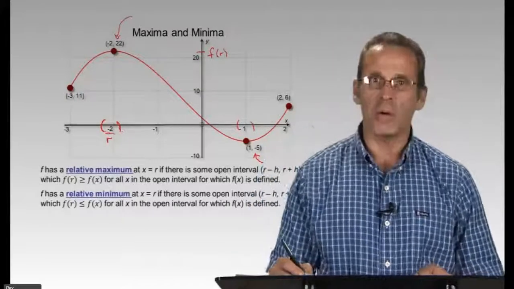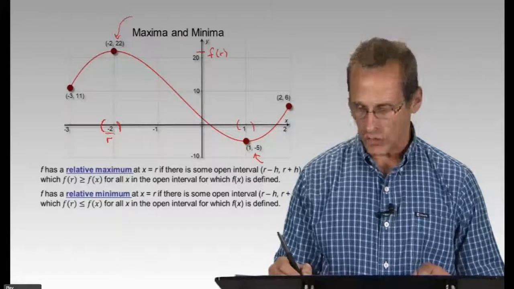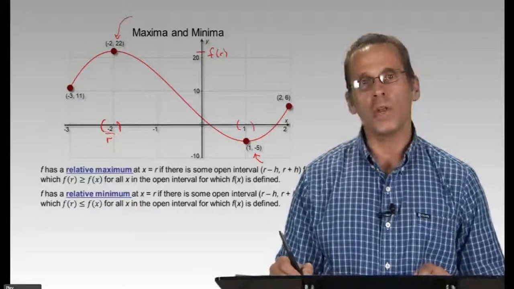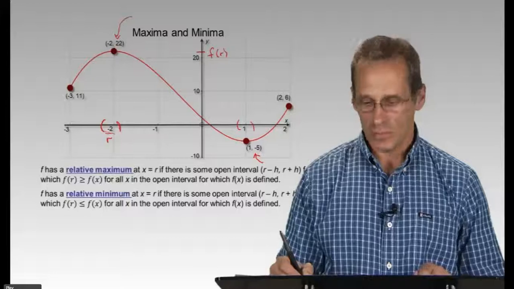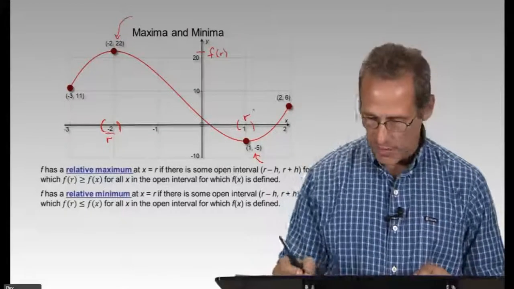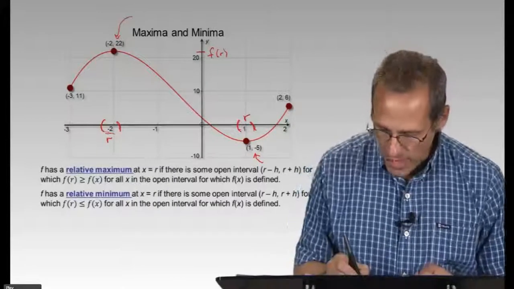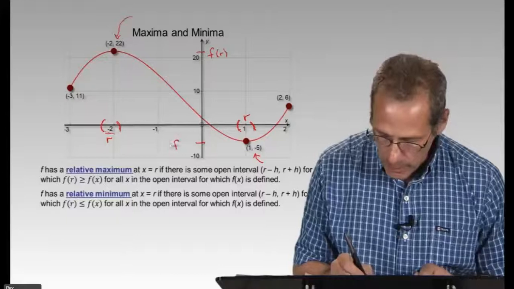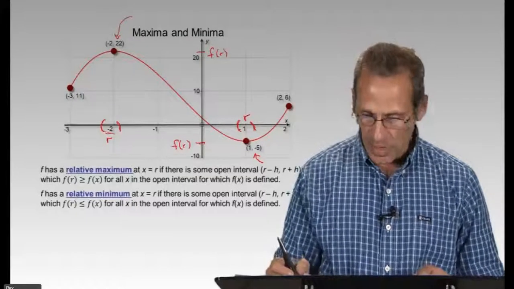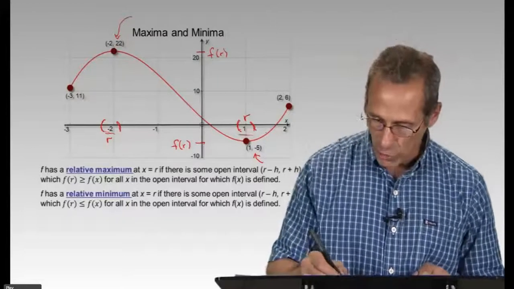f has a relative minimum at x equals r if there is some open interval r minus h to r plus h for which f of r is less than or equal to f of x for all x in the open interval for which f of x is defined. In other words, the function has a relative minimum at r if there's some open interval around, in this case, 1, for which f of r, which I'll write in its y-coordinate as -5, is less than or equal to f of x for all x in this open interval.